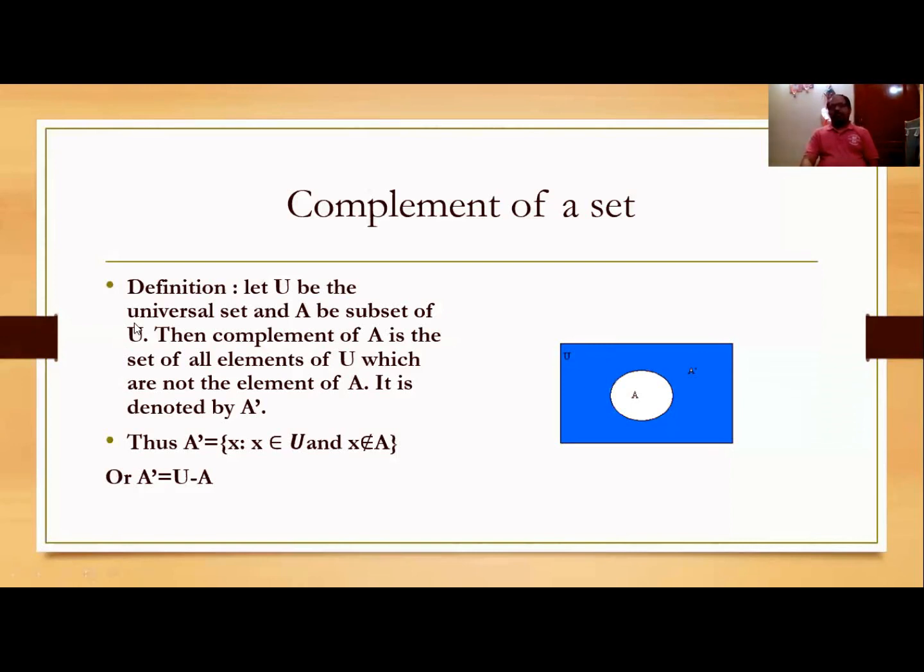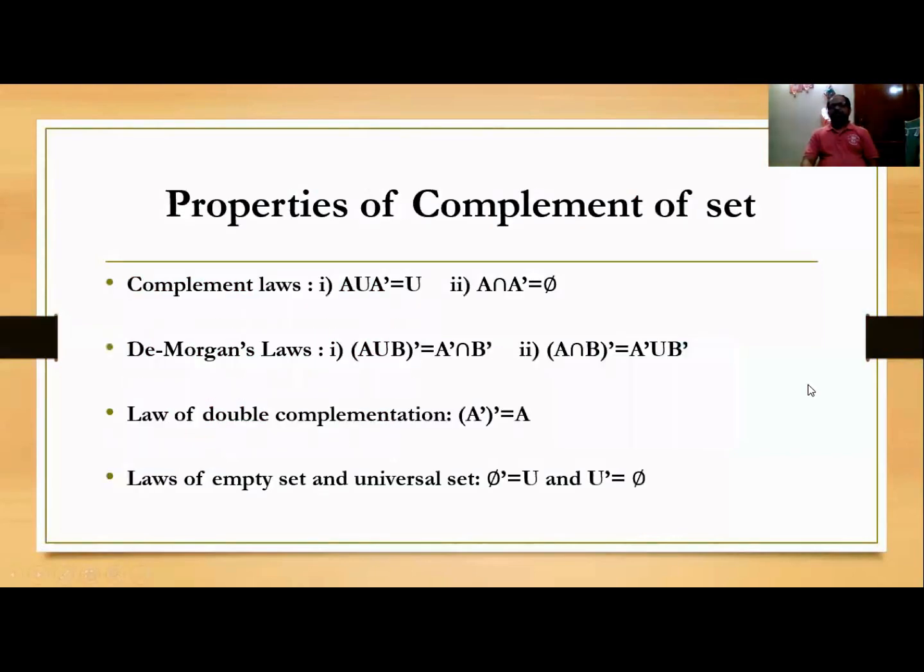Similarly, if B is the set of girls in the class, then the complement of B will obviously be the set of boys, right? That is one example of the complement of a set. Here we have some properties of the complement of a set. You can see the first property, known as the complement law. So what is the complement law?